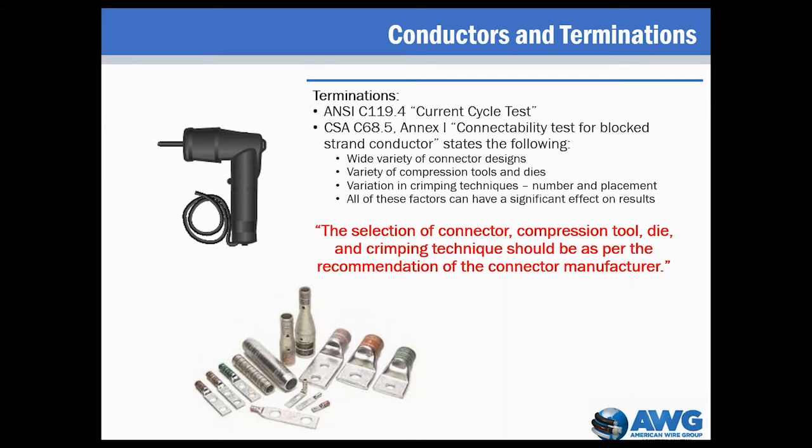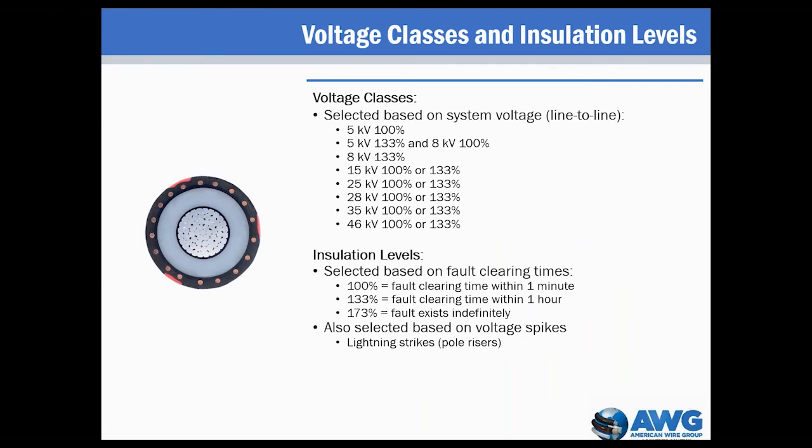The medium voltage concentric neutral power cable standard in Canada, CSA C68.5, references the current cycle test from ANSI C119.4 in Annex I. Specifically, this test is referred to as the connectability test for blocked strand conductors. Within this annex, it is stated that there are many factors which can affect the performance of the compression lug. Most importantly, the selection of connector, compression tool, die, and crimping technique should be as per the recommendation of the connector manufacturer.